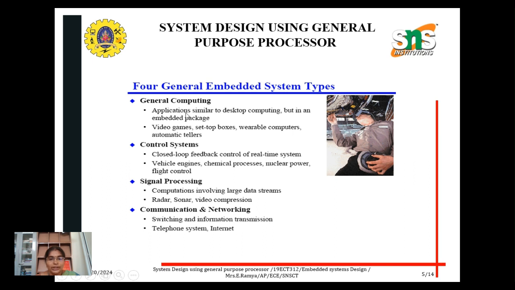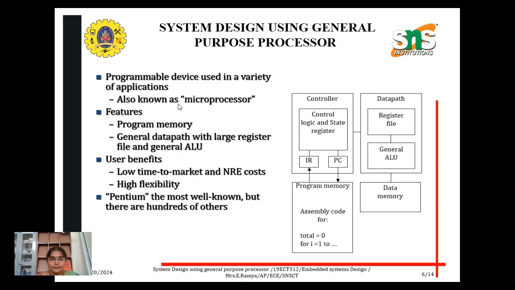General computing is an application similar to desktop computing but in an embedded package. Video games, set-top boxes, and wearable computers all come under general computing. So you have to understand we have four general embedded system types. A programmable device used in a variety of applications is also known as a microprocessor. So what are the features? It has a program memory, a general data path with a large register file, and a general ALU.